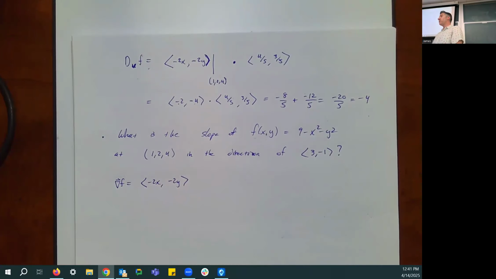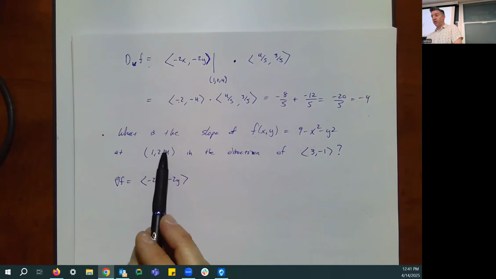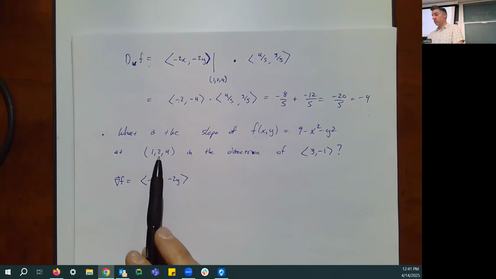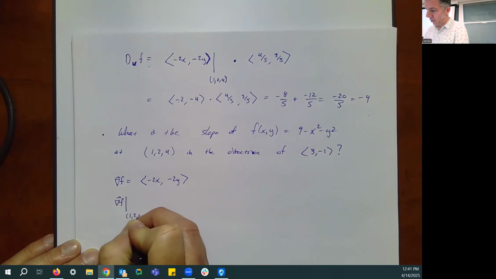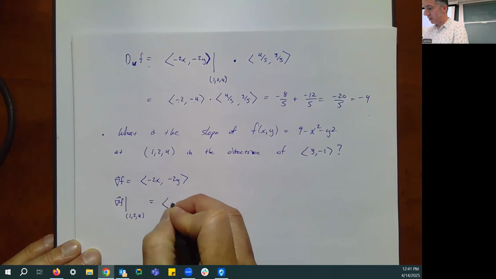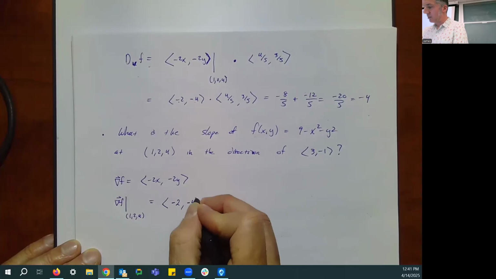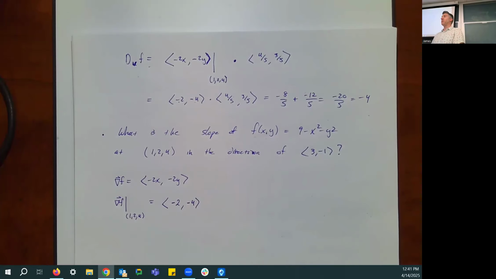And then at the point of interest, which is this point right here, our x value is 1, our y value is 2. So our gradient evaluated at 1 comma 2 comma 4 is just going to be the vector -2 comma -4. Same as it was in the previous problem, right? Because the gradient at any particular point doesn't change. What's going to change is the slope of the surface if we point in a different direction. So now instead of pointing in the 3/5 comma 4/5 direction, we're pointing in the x equals 3 and y equals -1 direction. So we're definitely going a different way.